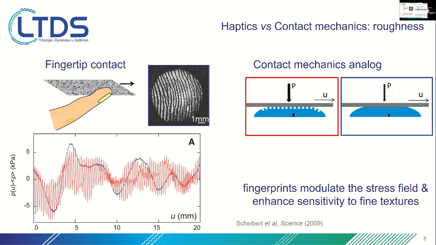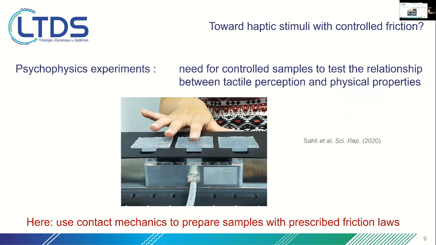This is fine, but if you want to control friction, you don't want to manipulate the fingers of the persons, you want to manipulate the substrate that they are touching. And this is what is usually done in psychophysics experiments, where you present well-controlled samples to a panel of persons, and you want to correlate the tactile perception they have of the surfaces to the physical properties of the surface. Of course, roughness is one of those properties, but friction is also one.